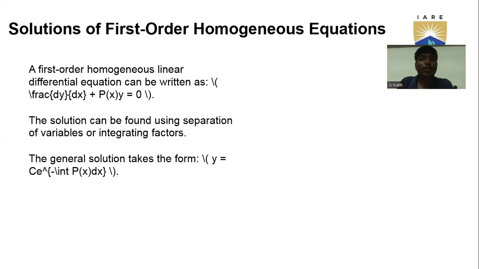For first order homogeneous equations, the solution can be found by separating the variables, or by using integrating factors. The general solution takes the form y = c e^(-∫p(x)dx). This is the formula for the first order homogeneous equation. Use this formula to find the solution and solve the problem.